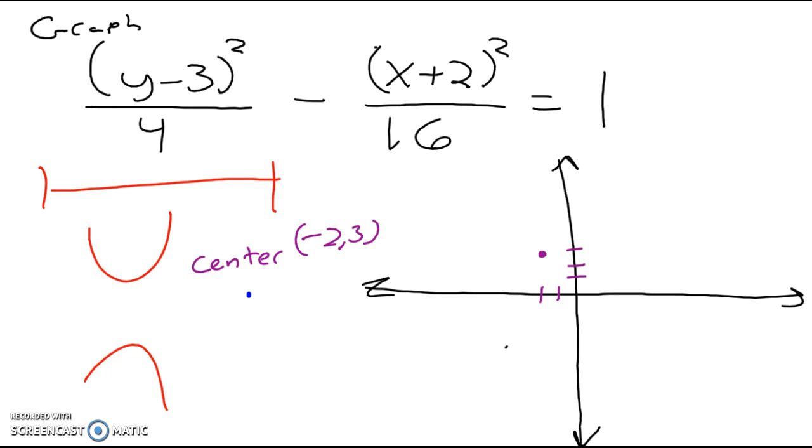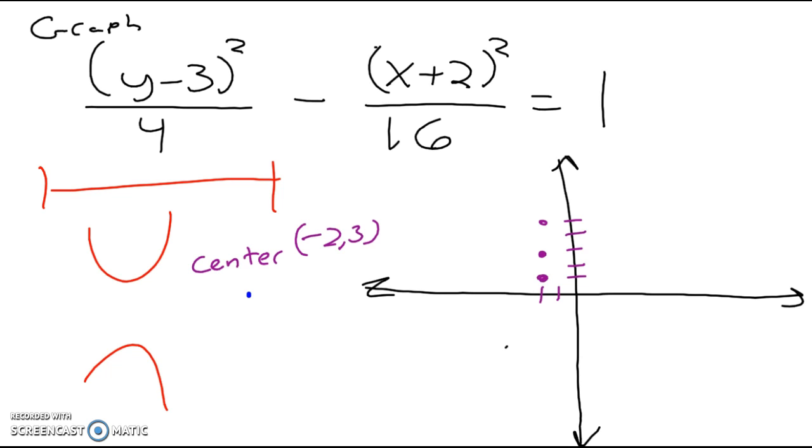Now, the y radius is a real radius here. It's going to give us actual points on the hyperbola. We can go up 2 and down 2 to be able to find those vertices.